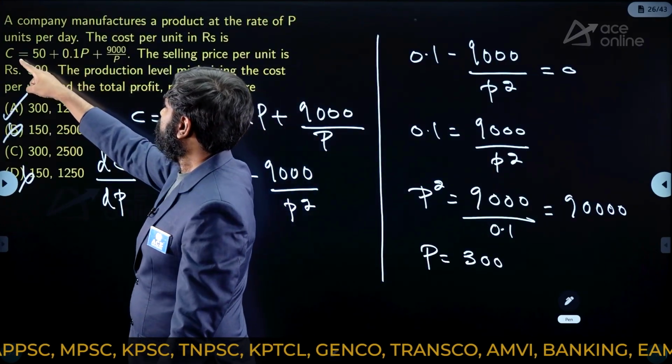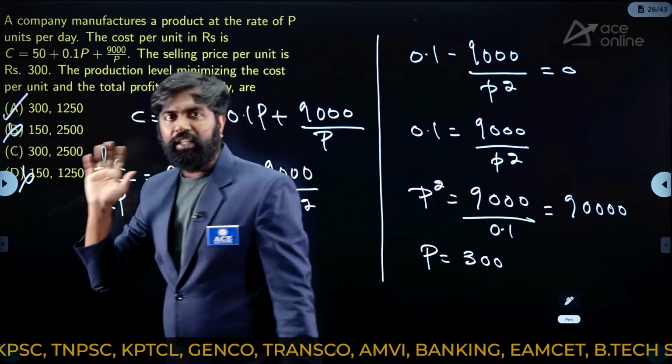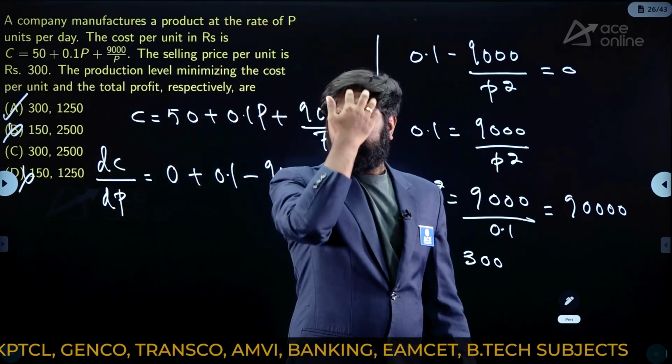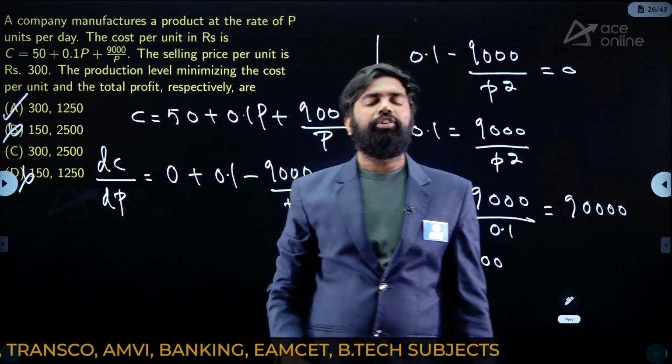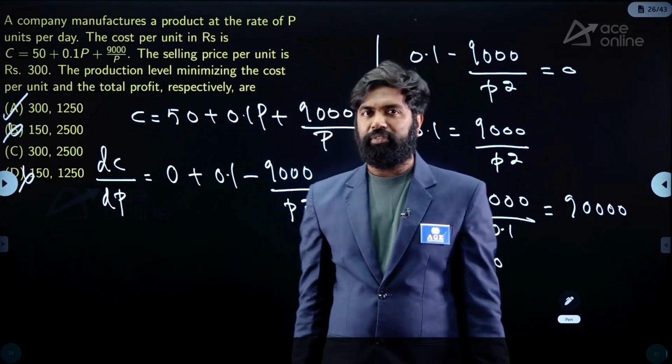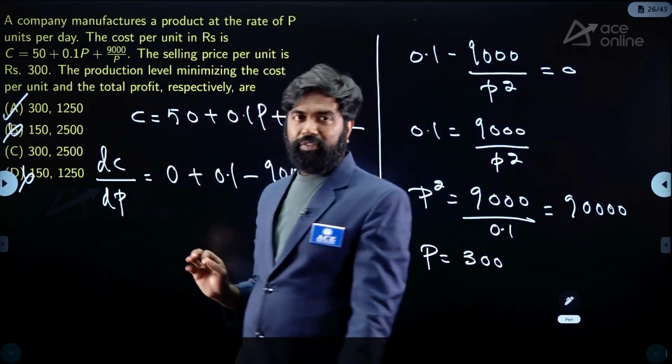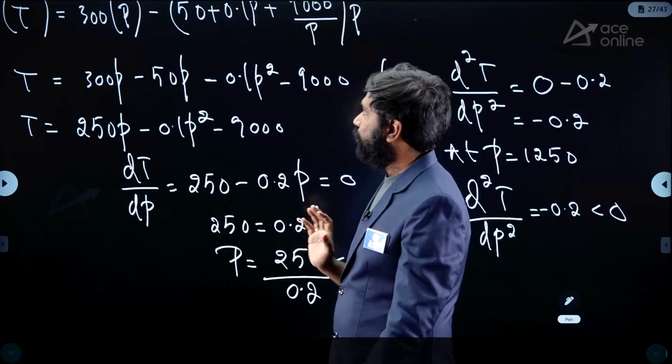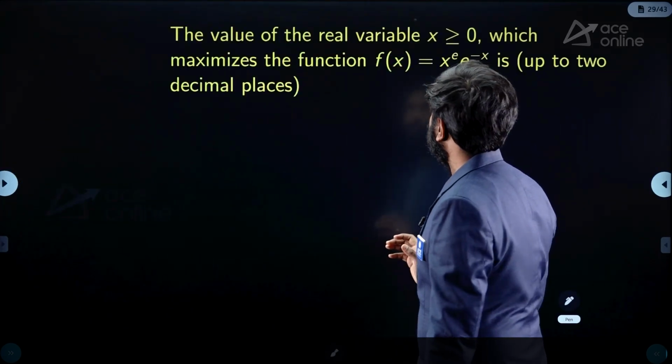First we have to see what is the value of p which minimizes c. That's the first question. The second question is what is the value of p which maximizes the total profit? And that is 1250. I hope you have understood this question. Let's go to the next one.